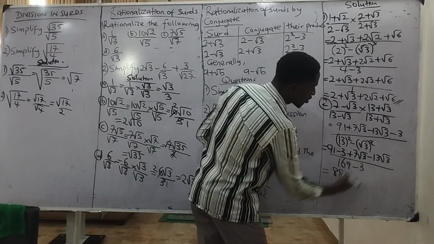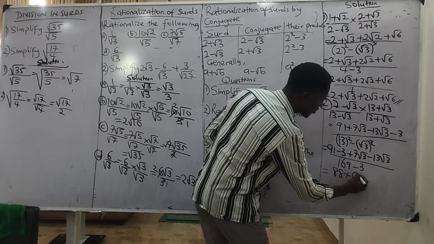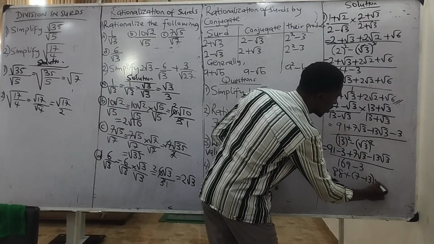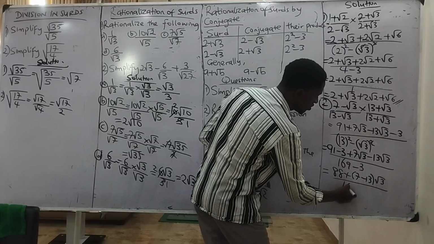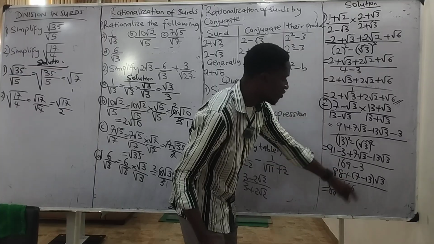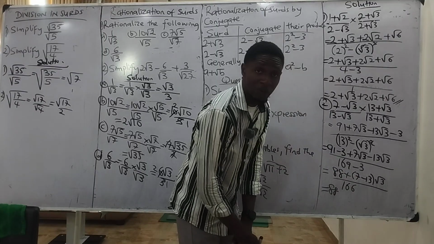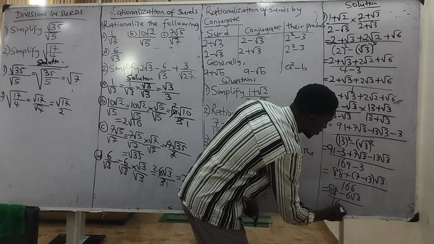Then 7 minus 13. Remember, these are like surds. So we have 7 minus 13 all in root 3, all over 169 minus 3, which is 166, is equal to 88. 7 minus 13 should give you minus 6. So we have minus 6 root 3 all over 166.